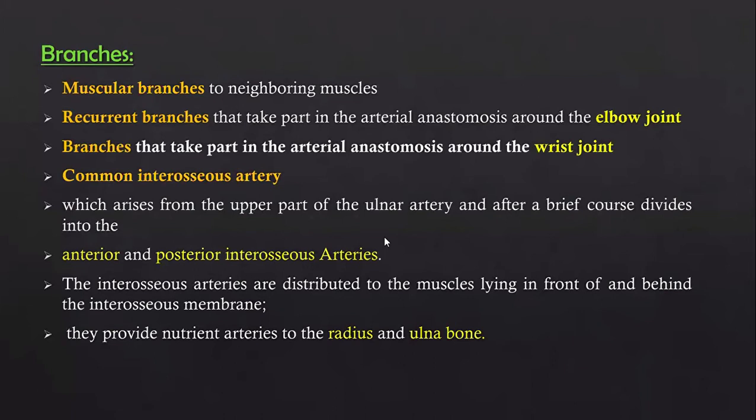The common interosseous artery, which arises from the upper part of the ulnar artery, after a brief course divides into the anterior and posterior interosseous arteries. So the interosseous arteries are distributed to the muscles lying in front and behind the interosseous membrane, and they provide nutrient arteries to the radius and ulna.